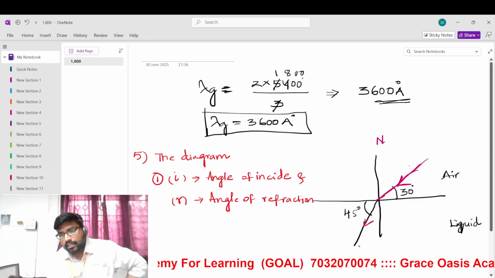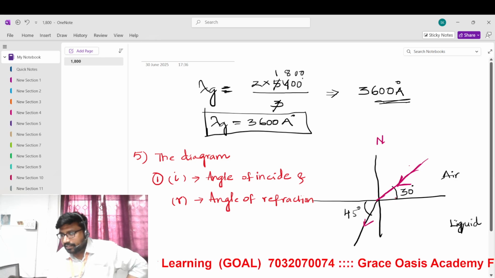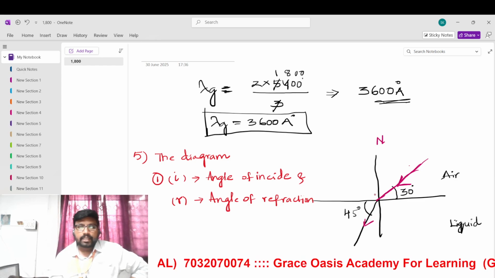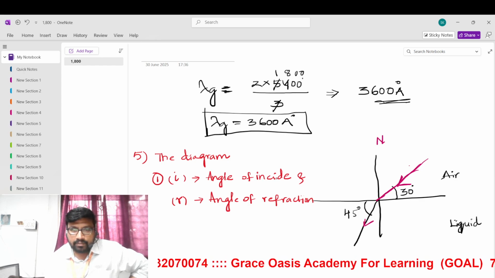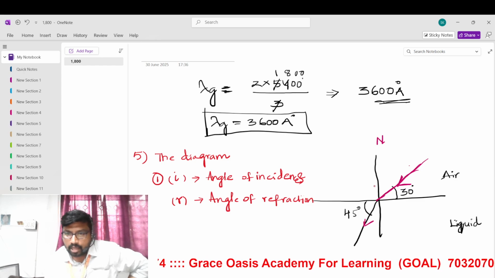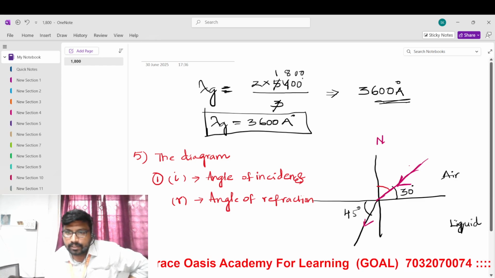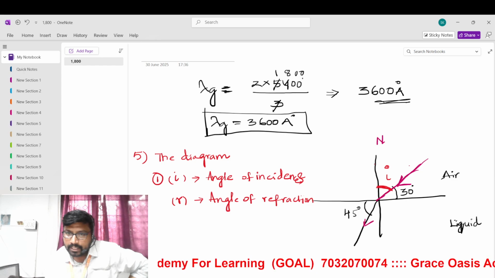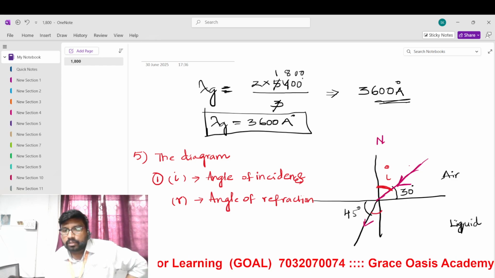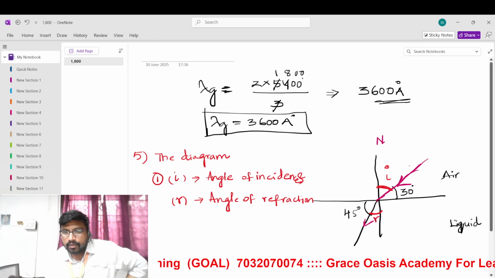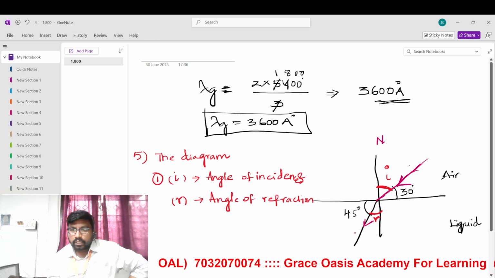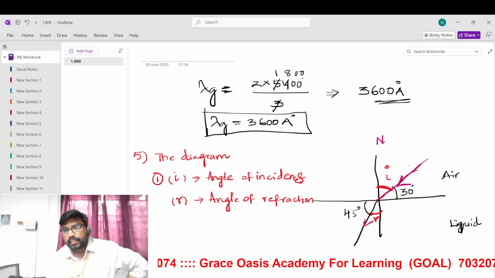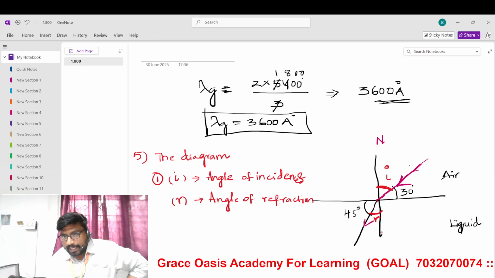If you see here, we may think that it is angle I and angle R. No, it is not like that, because angle of incidence should make angle with the normal. This is the angle of incidence. This should be the I, because the angle should be made with the normal. Refraction also, this should be the angle R. Sometimes we confuse and jump to the conclusion that this is incident and this is R. No, not like that. It should be making angle with the normal.